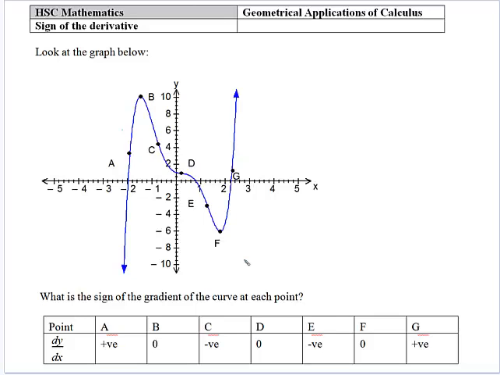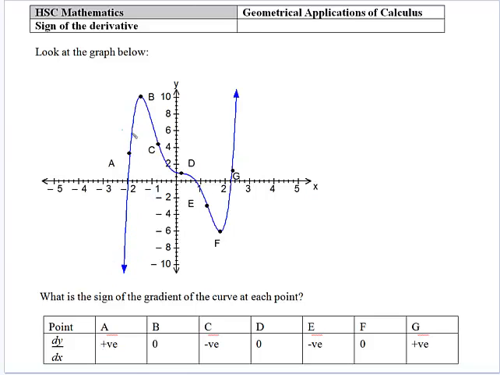So if we have a look at a graph here, we've done a lot of work with these types of graphs, and at different points we know the gradient's doing different things because the gradient changes. The curve's not a straight line, so the gradient's not constant. So if we look at the first one here, at A the curve's rising, so as x gets larger, the y value is increasing, so it would have a positive gradient.